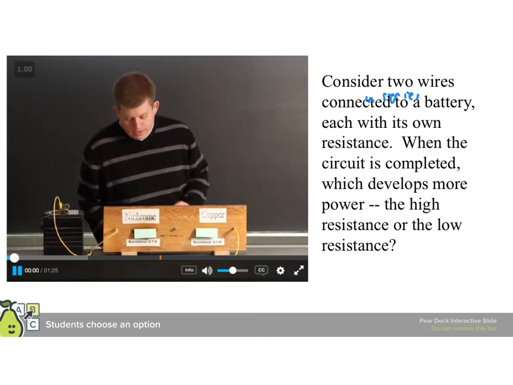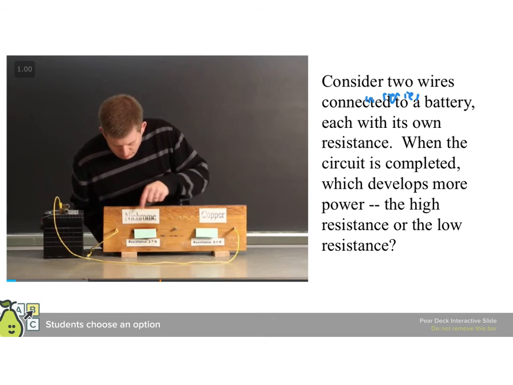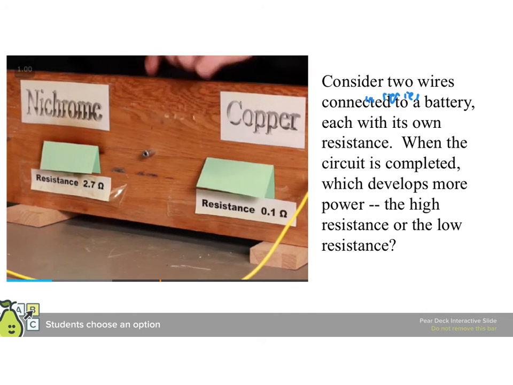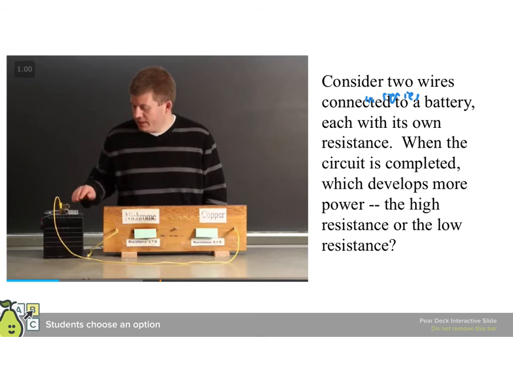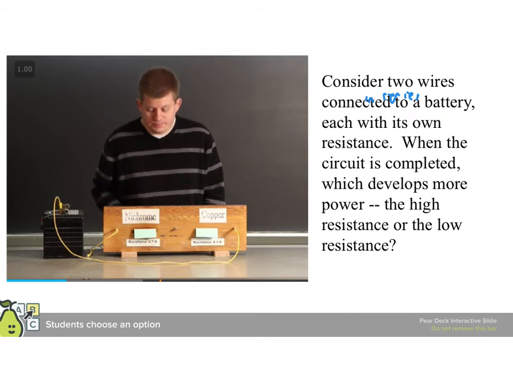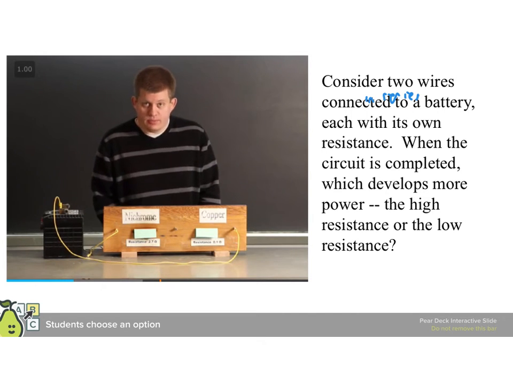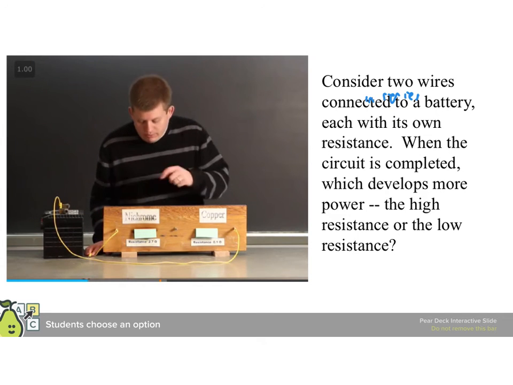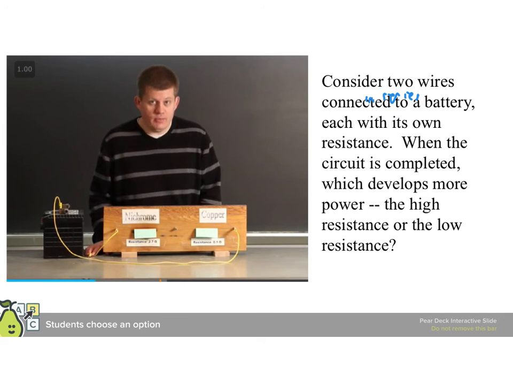And here we see the experiment. In this demonstration, I have 2 lengths of wire, a length of nichrome wire, which has a resistance of 2.7 ohms, and a length of copper wire, which has a resistance of 0.1 ohm. Both of these are connected in series and will be connected to this large battery here. Now, the question is, when I complete the circuit, when I connect this lead to the battery, what will happen to these pieces of paper resting on the wire?